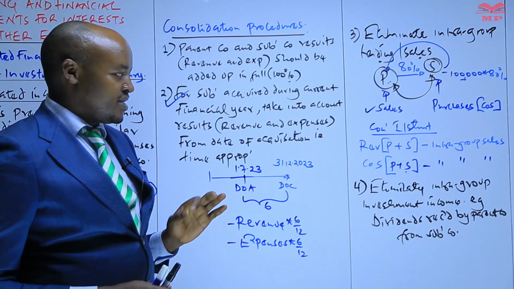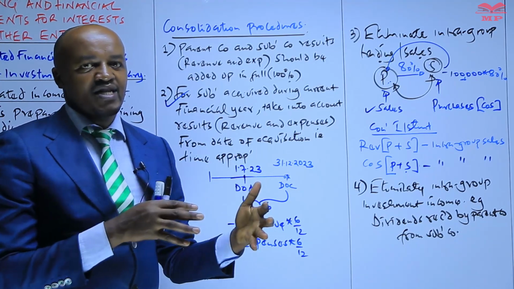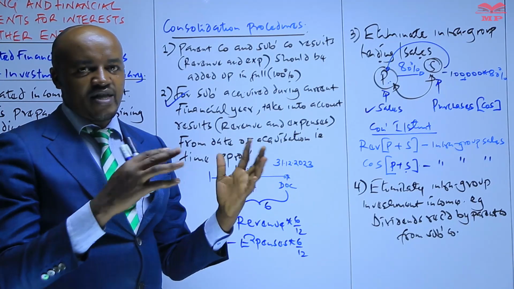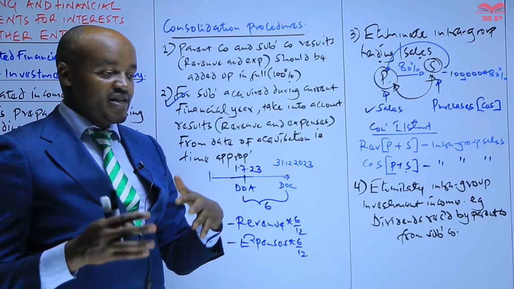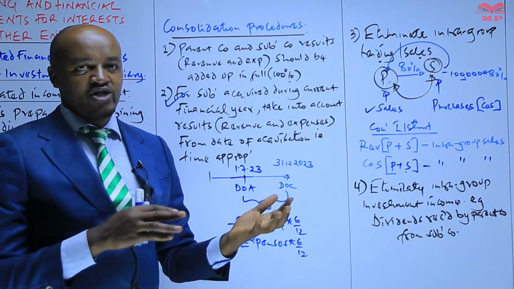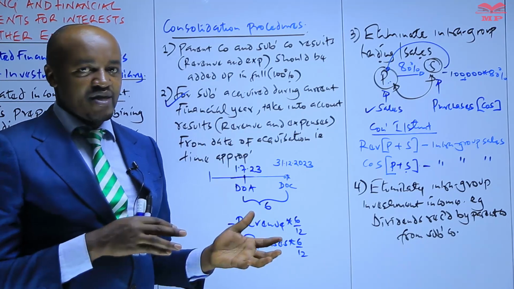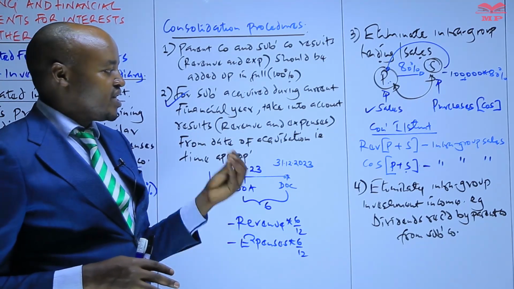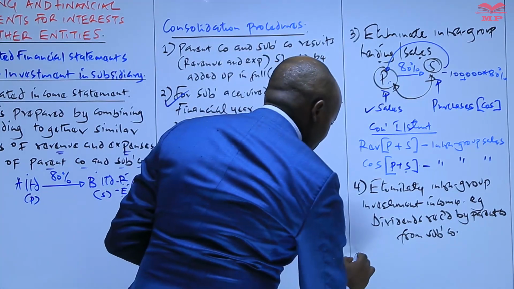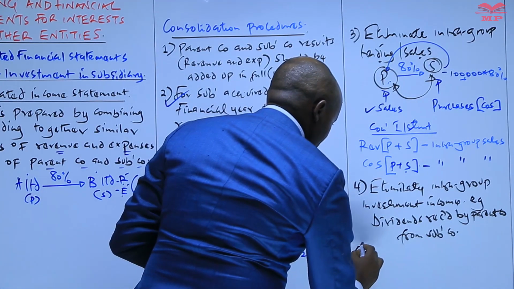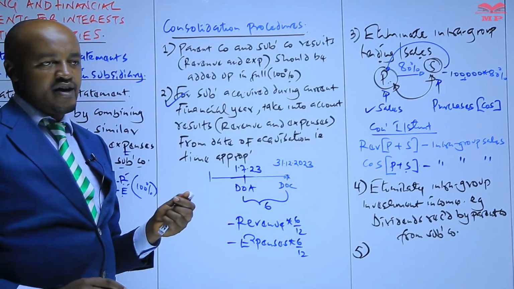So the investment income to be included in the consolidated income statement should be the investment income generated outside the group. If, for example, the parent company or even the subsidiary has invested outside the group by buying shares, or has also invested in debt instruments but outside the group, that is now what should be included in the consolidated income statement.